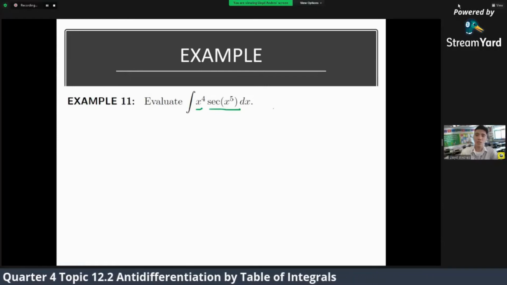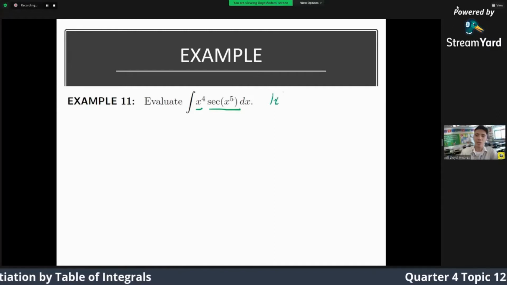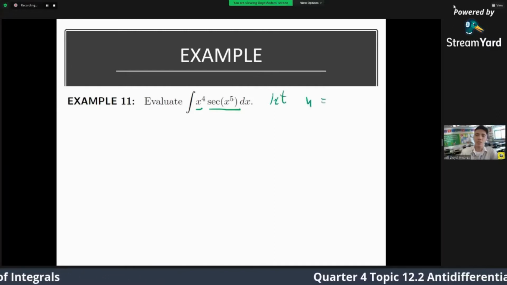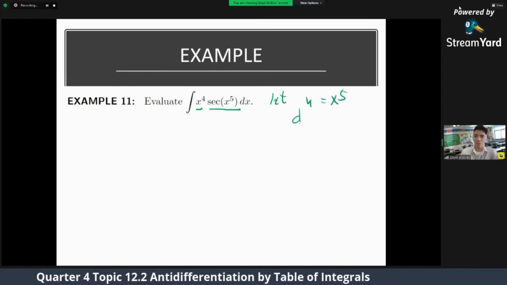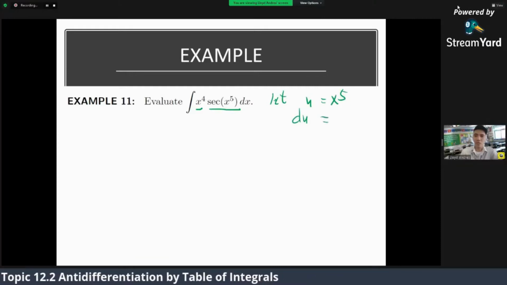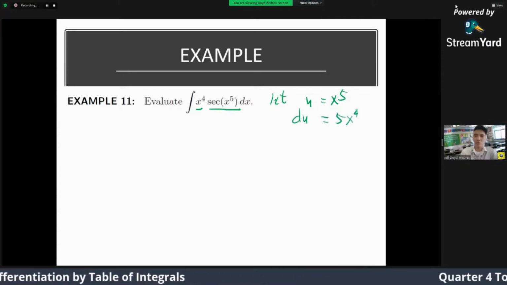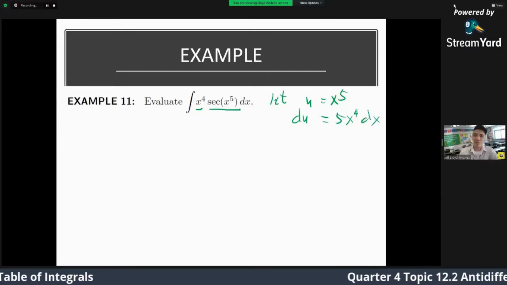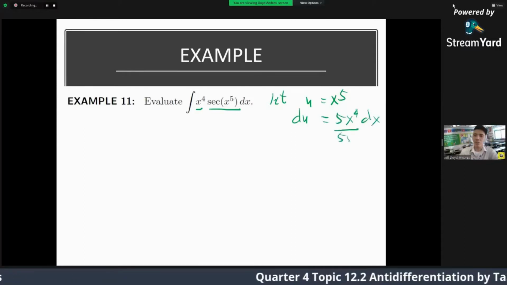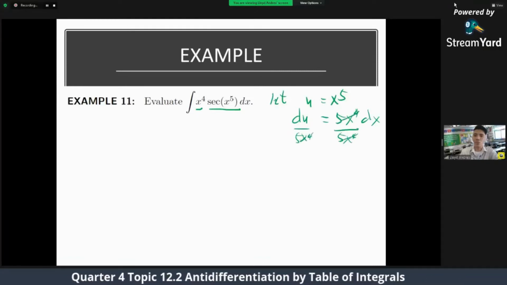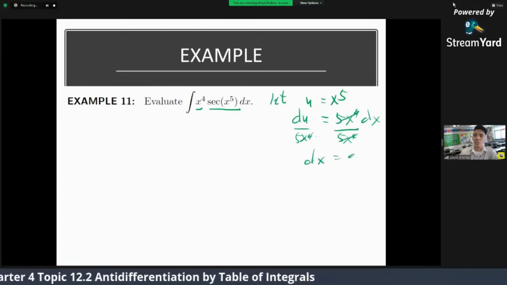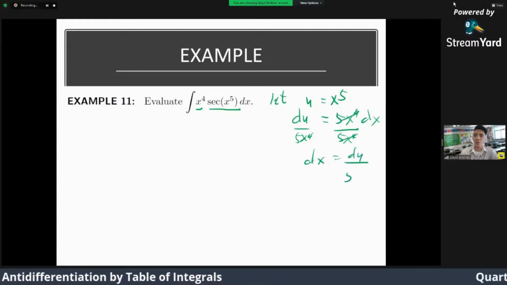We let u. Usually, when it's a trigonometric function, what we let as u is its angle, which is x raised to 5. And then differentiating both sides, du is 5x raised to 4 dx. Then dividing both sides by 5x raised to 4, so that only dx remains. Therefore, dx is du over 5x raised to 4.